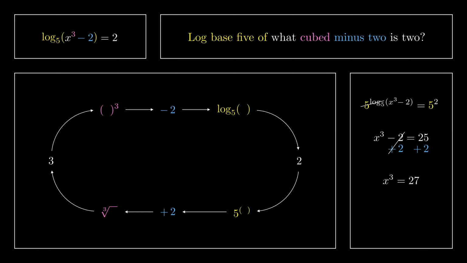To get rid of the third power, or the cube, we need the third root, or the cube root. Cube root both sides is your third step here. The cube root and the cube cancel out, bring everything else down, evaluate the cube root of 27, which is 3, and that is the answer.